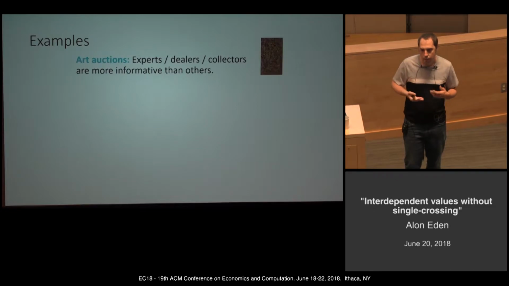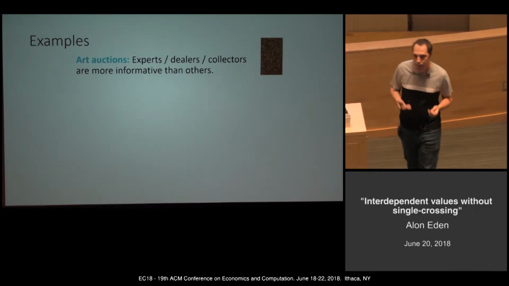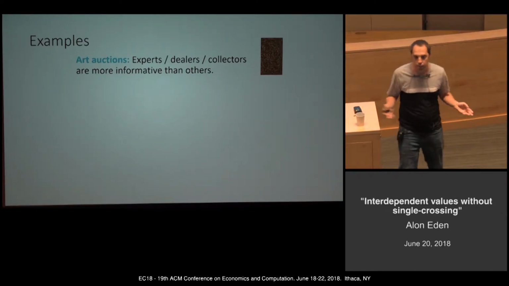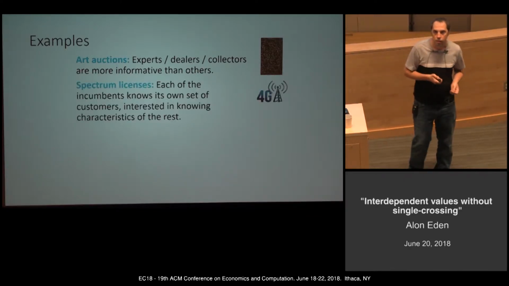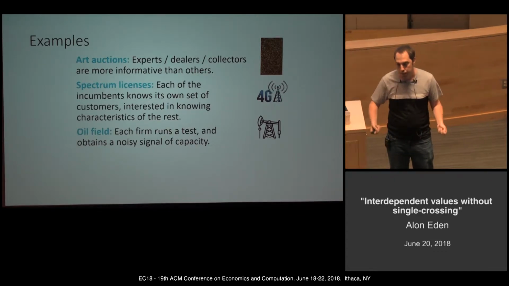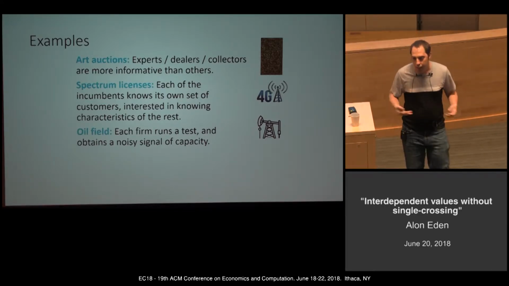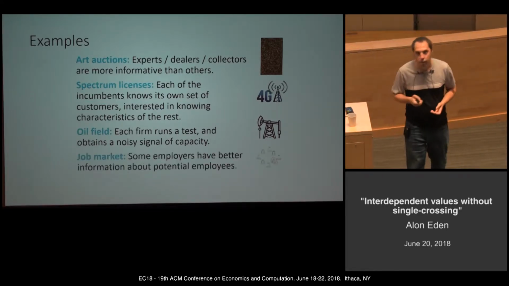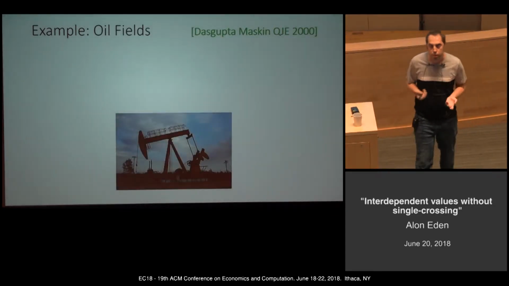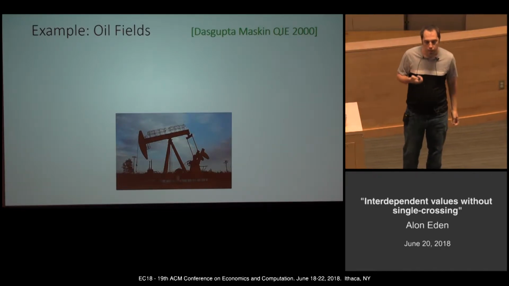These dependencies arise in many settings. For instance, you can think about artwork as we discussed, where my value also depends on the data of the experts and the dealers, or spectrum licenses, or maybe oil fields where each one might have some estimate for the amount of oil. And if you know that there's a lot of oil in the field, I'll probably value it more. Or maybe also the job market. So there are many examples. So let's be more specific and give a simple concrete example that was given by Dasgupta and Maskin.